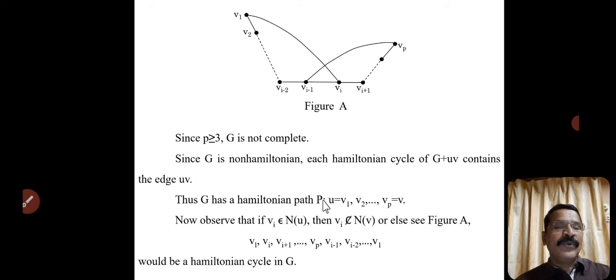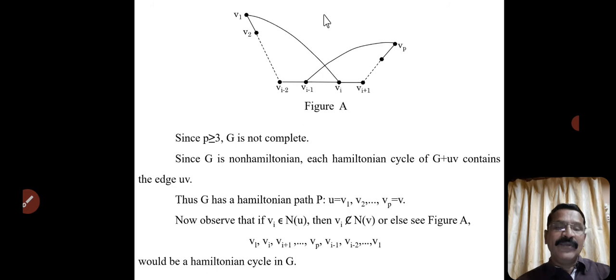So G has a Hamiltonian path P, where u equals v1, then v2, and so on, up to vp, which is equal to v. So our v1 is u and vp is v. Now observe that if vi, some arbitrary vertex vi, belongs to the neighborhood of u, we already know what we mean by neighborhood of u: those vertices which are adjacent with u. Then vi does not belong to the neighborhood of v, because u and v are non-adjacent. Or else you can just see the diagram, figure.